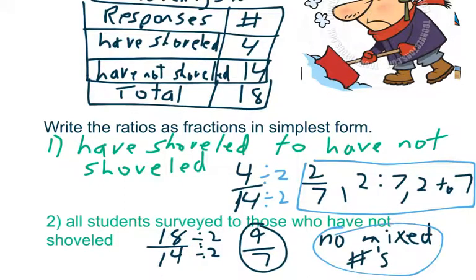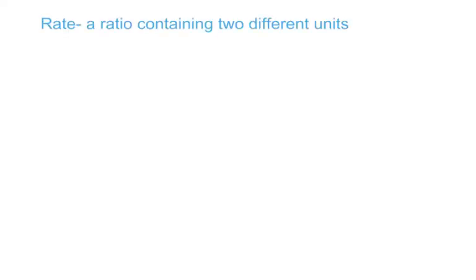All right, we've talked about ratios. Let's talk about rates. A rate is just a ratio. It's a special type of ratio, one that has two different units. For instance, dollars and pounds, miles and hours. And then unit rate is a very useful type of rate. And unit rate is a rate that has a denominator of 1.